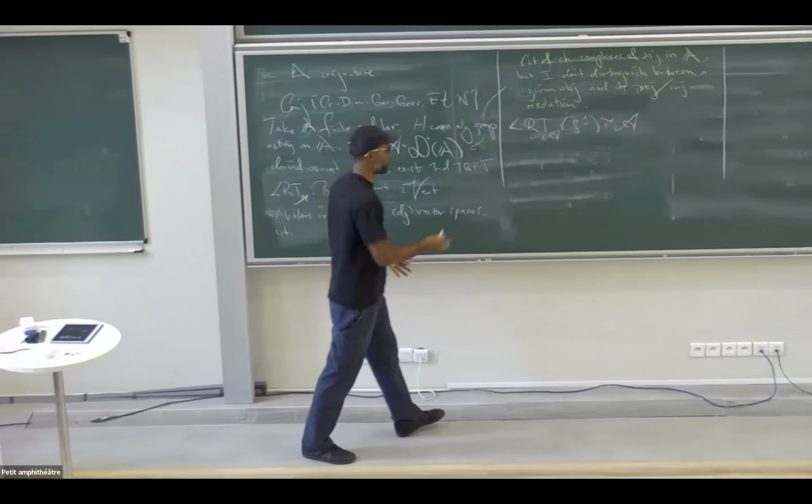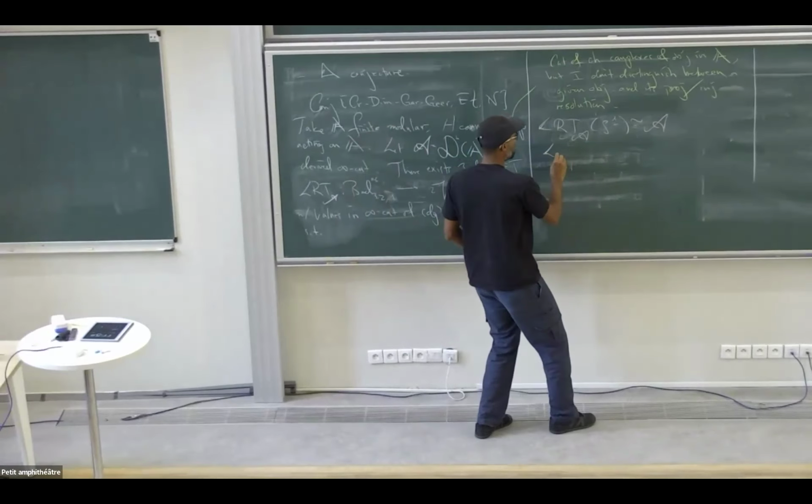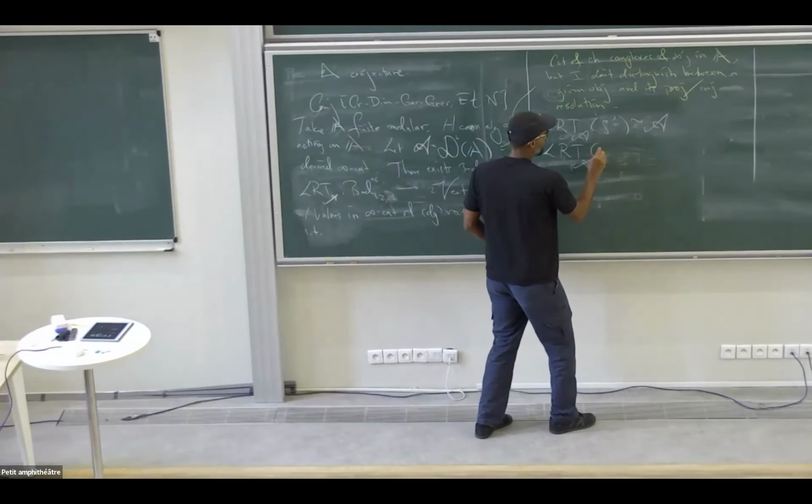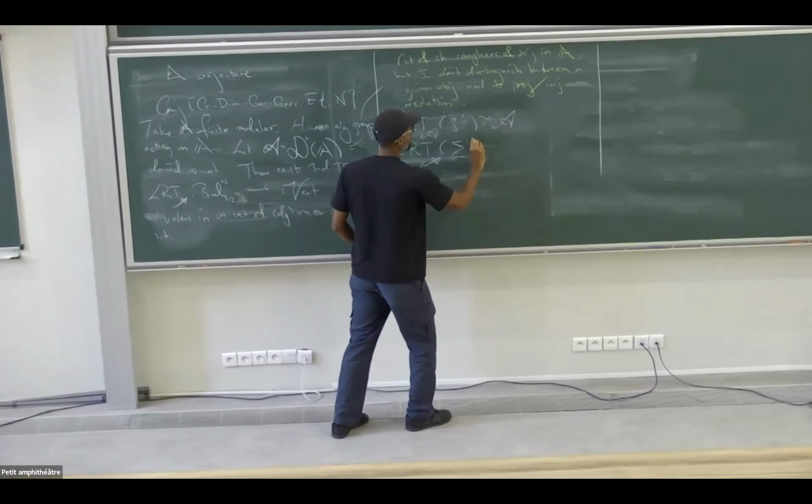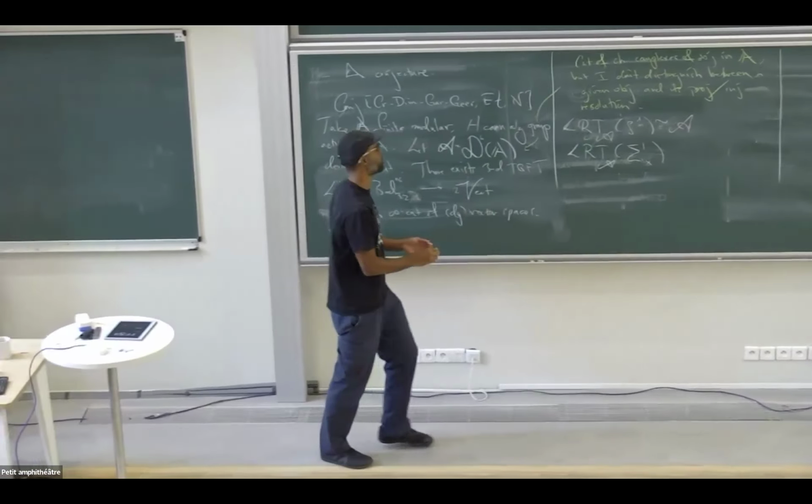This is recovering the pair of pants, giving my multiplication, etc. And this should accept markings. So let's take some marked surface, a genus g connected surface.